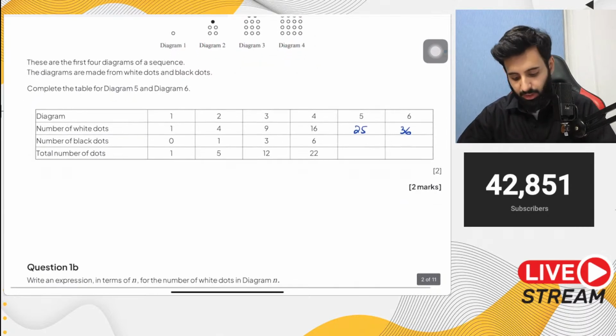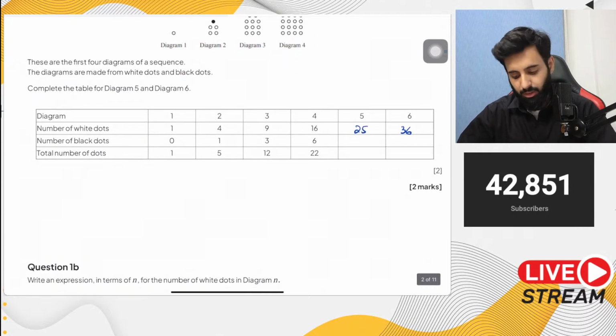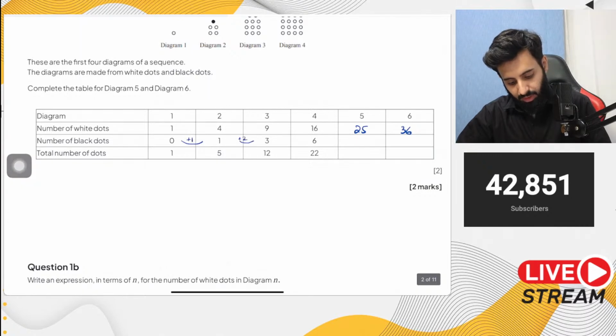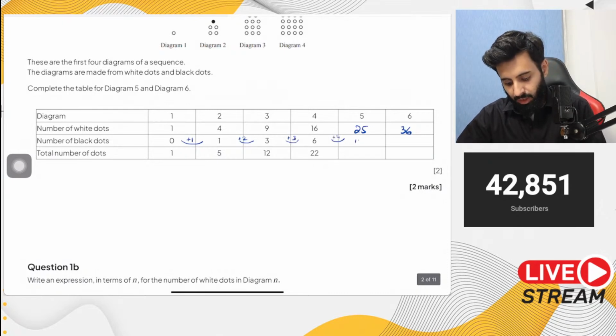And then let's talk about the number of black dots. Let's try and figure out a pattern over there as well. Here you can see that there's a difference of 1. Here there's a difference of 2. Here there's a difference of 3. Following the same pattern, there will be a difference of 4, which means 10. And then a difference of 5, which means 15. And this is the total.